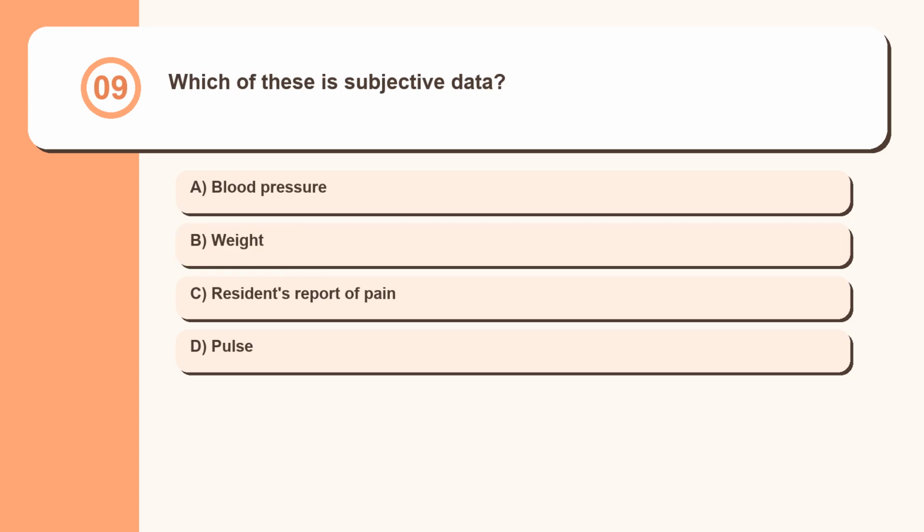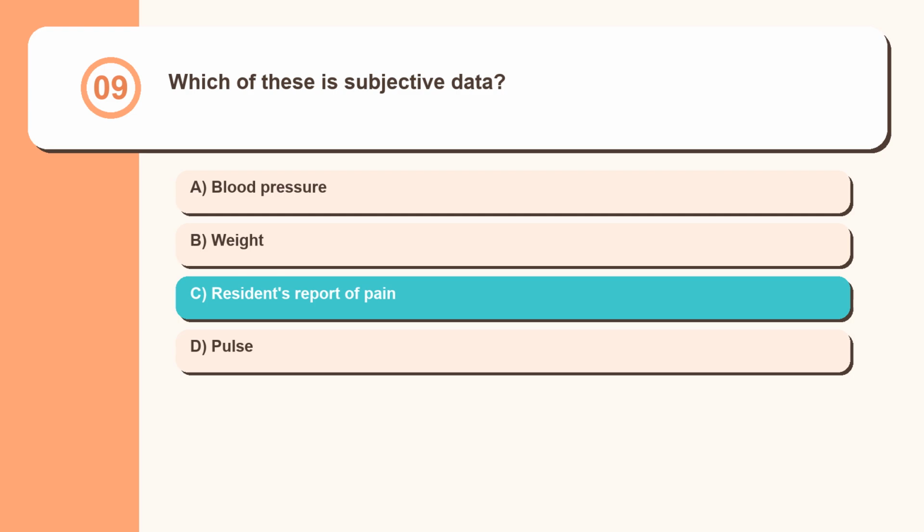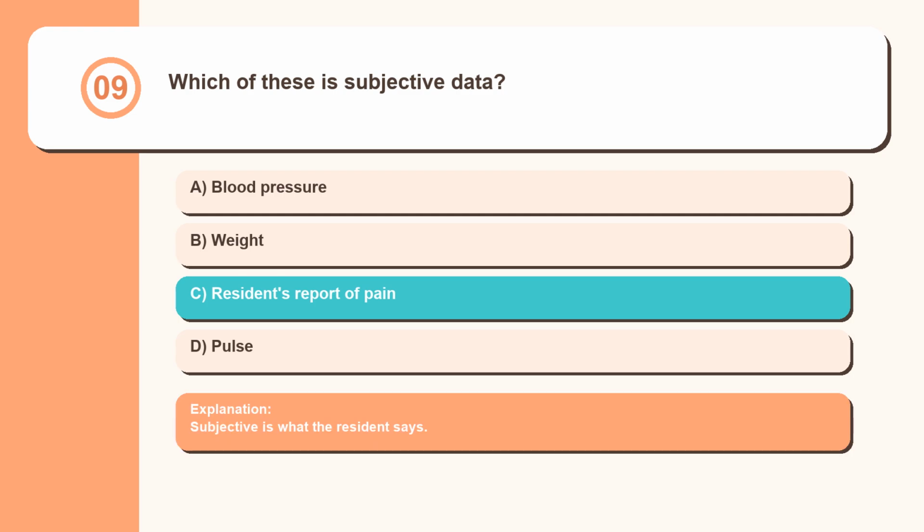Question 9. Which of these is subjective data? Blood pressure, weight, resident's report of pain, pulse. Subjective is what the resident says.